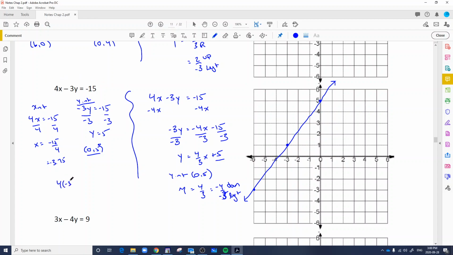Check to make sure it satisfies the equation. Is 4 times -3 minus 3 times 1, does that equal -15? Well, let's check. -12 minus 3 is -15. Okay, I'm good. I graphed it right.